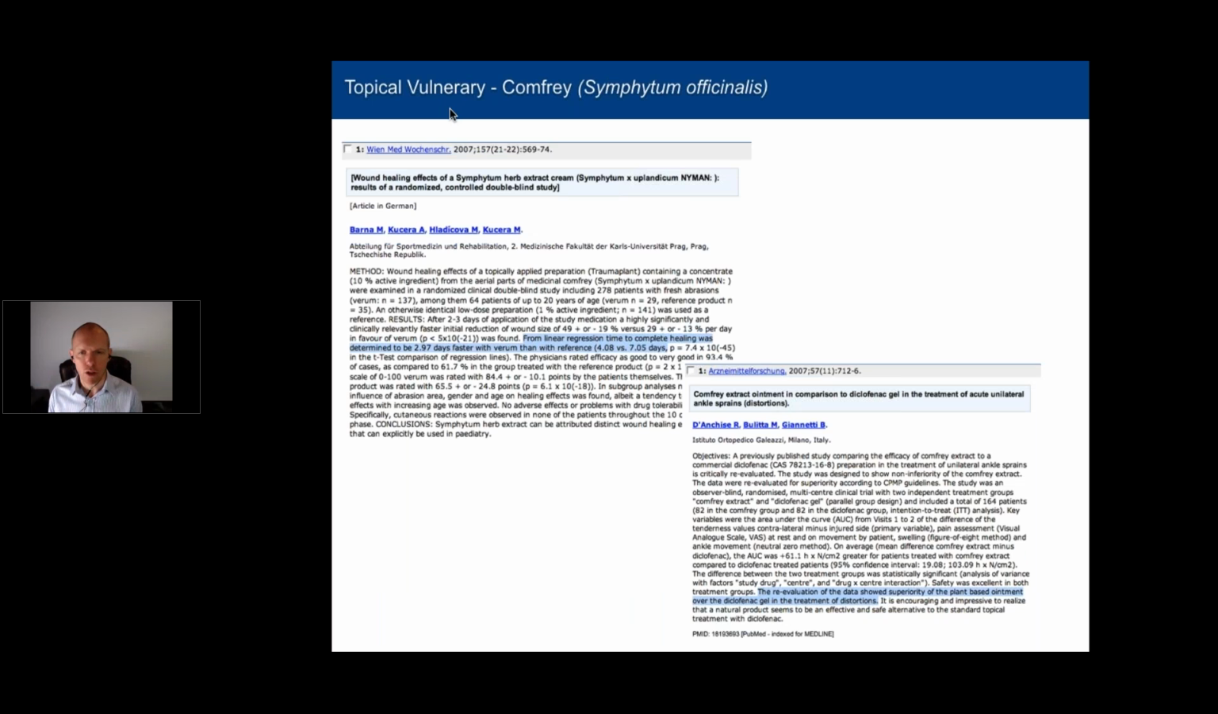Here are a few different little trials. You don't need to know this. It just talks about the wound healing effect of symphytum extract. So you'll find that sometimes comfrey or symphytum is used topically to help heal various wounds. Another study showed that comfrey, when applied topically as a gel, was shown to have some benefit for ankle sprains. It was actually shown to be superior over diclofenac, which is an anti-inflammatory drug, in the treatment of distortion. So that's just some evidence that shows there may be some benefits to these things.